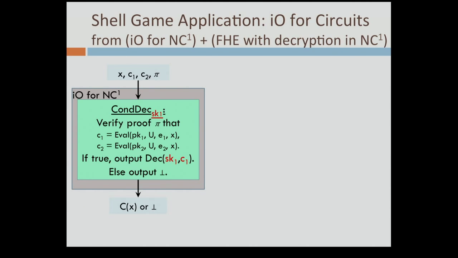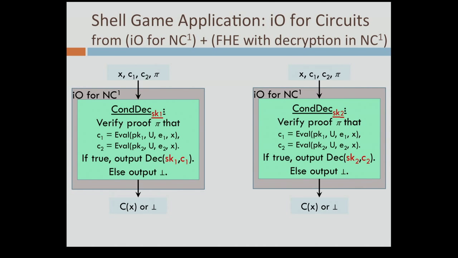Okay. So this is what we have in the real world, and I've just highlighted the SK1 and ciphertext 1 aspect of it. Now, if you imagine a different world where instead the conditional decryption algorithm had SK2 and decrypted the second ciphertext with that, I claim that these two programs have exactly the same functionality. Because either the proof verifies or it doesn't. If it doesn't, the output is abort, which is the same in both cases. If it does, then the two ciphertexts, C1 and C2, encrypt the same exact value. So they have the same exact output in that case also.